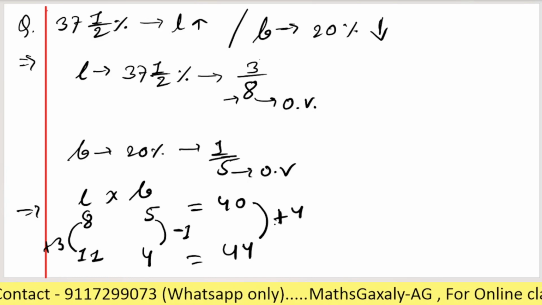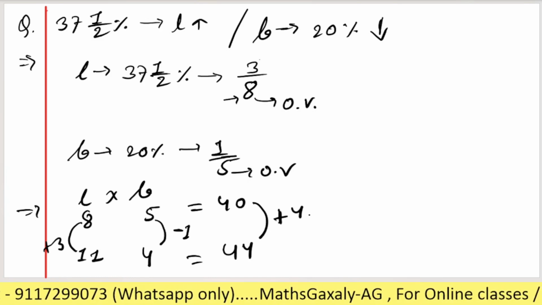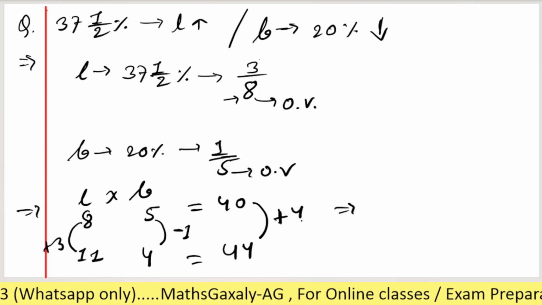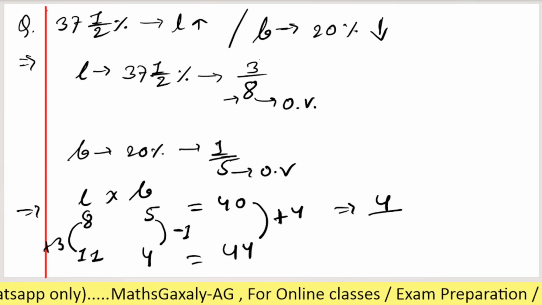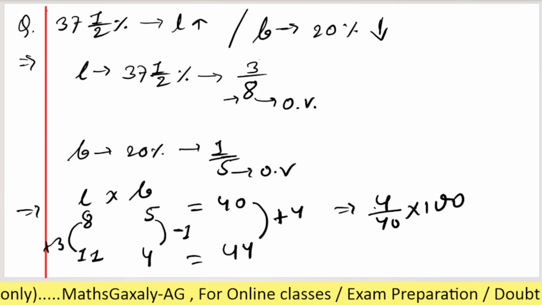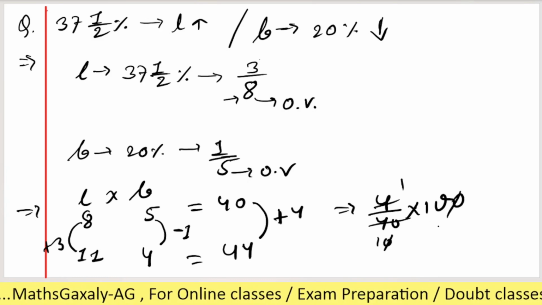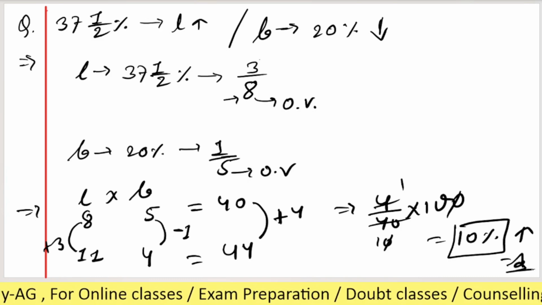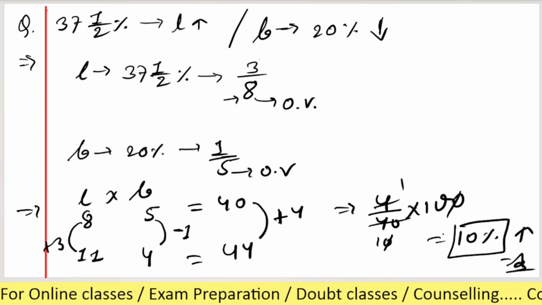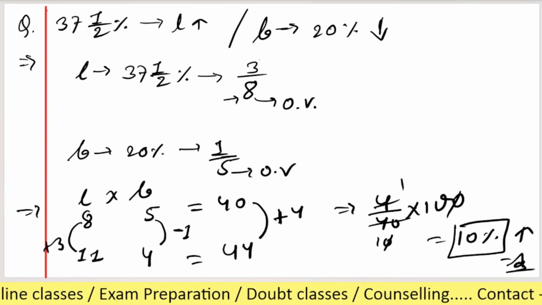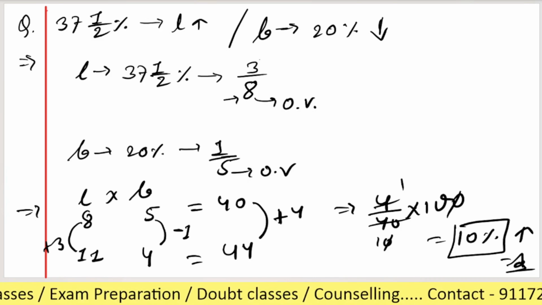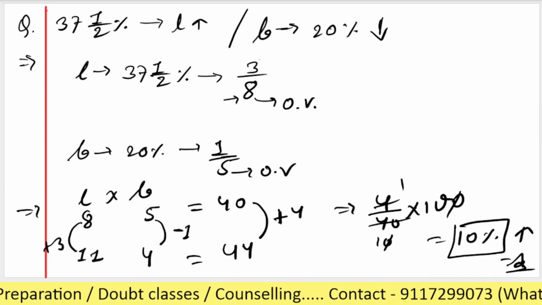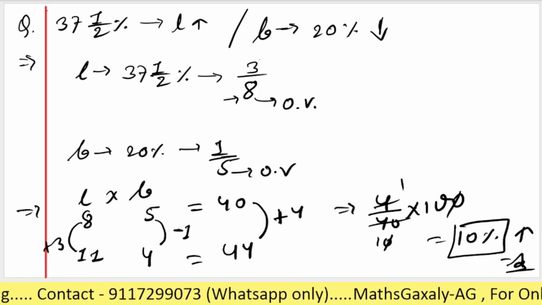We have to find the percentage change in area. The required percentage will be the 4 unit increase on 40, multiplied by 100. 4 1s are 4, 4 10s are 40, the 0 cancels, so it will be a 10% increase in area. Is it clear? Any doubt? 10% increase in the area. Okay, please note it down. Is there any doubt?